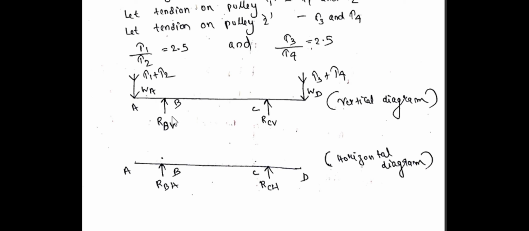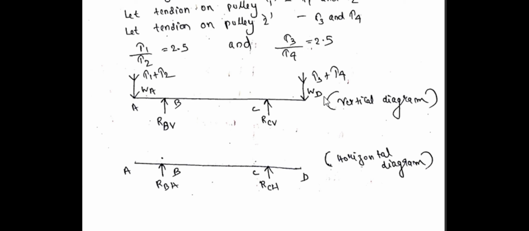Points B and C are bearing points, so there will be a vertical component of reaction at point B, as well as a vertical component of reaction at point C. A similar case at point D: the pulley will have T3 and T4, which they have mentioned act in the vertical downward direction. So T3 and T4 act along with the weight of pulley D.